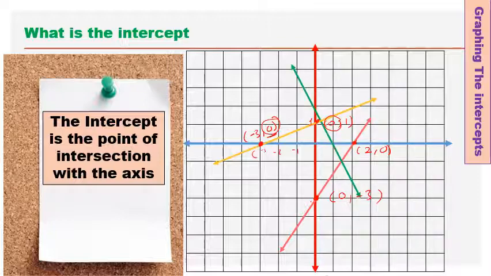Okay, this is where it meets the x-axis. What are the coordinates of this point? Your x is 1 and your y is 0. How about this point? Your x is 0 and your y is 2. Now, is it clear? What do we mean by intercepts? Let's go to the next point.